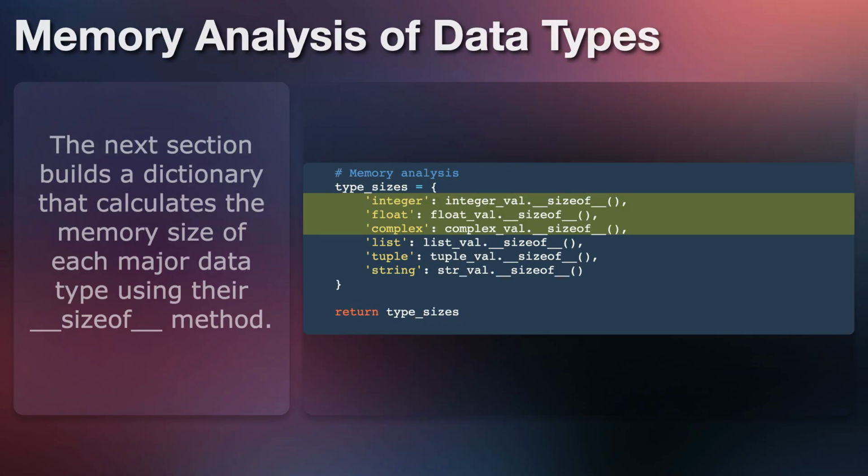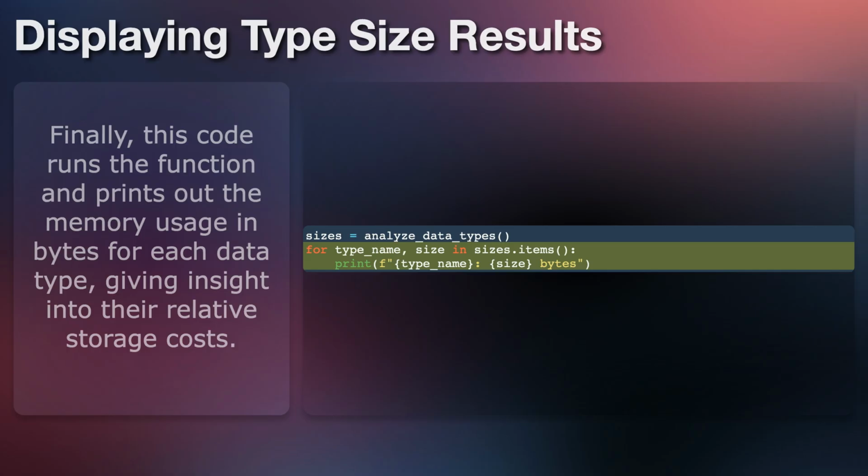The next section builds a dictionary that calculates the memory size of each major data type using their sizeOf method. Finally, this code runs the function and prints out the memory usage in bytes for each data type, giving insight into their relative storage costs.